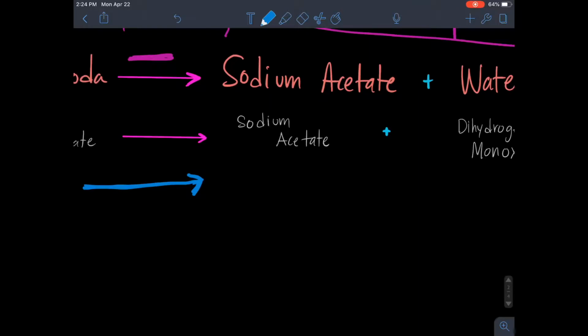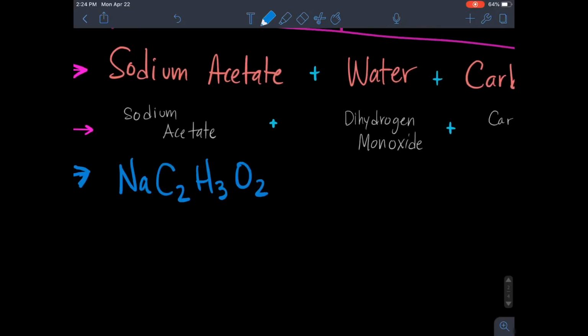Sodium acetate, the chemical formula is NaC2H3O2. We also end up with some water. The chemical name for water is dihydrogen monoxide, which the chemical formula is just H2O. There's 2 hydrogens and 1 oxygen. Di means 2, so there's 2 hydrogens, and mono means 1 oxygen. So 2 hydrogens, 1 oxygen means dihydrogen monoxide.